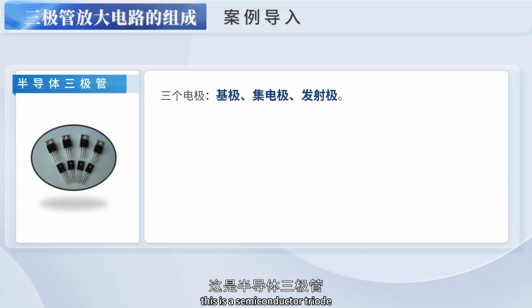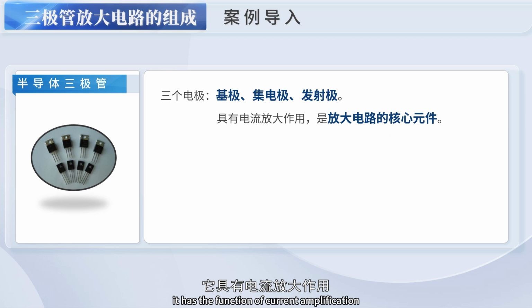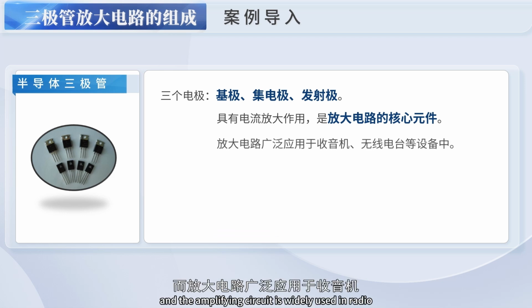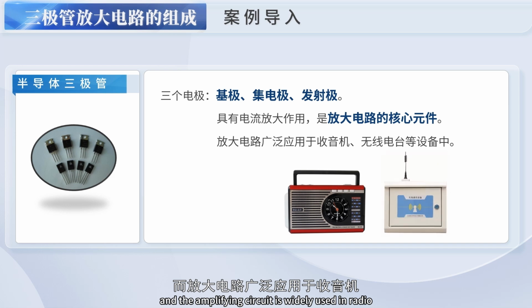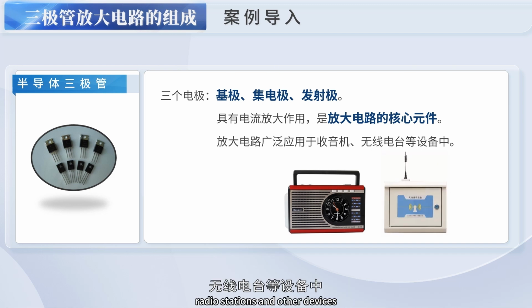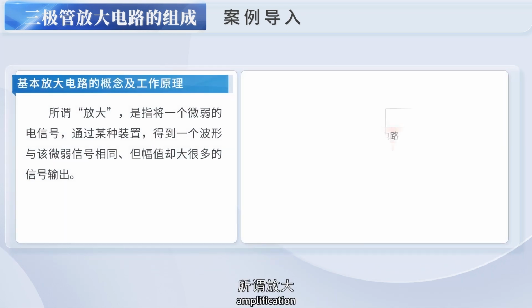This is a semiconductor triode. It has 3 electrodes, which are the base, collector, and emitter. It has the function of current amplification. It is the core component of the amplifier, and the amplifying circuit is widely used in radio stations and other devices. Next, let's first understand what amplification means.